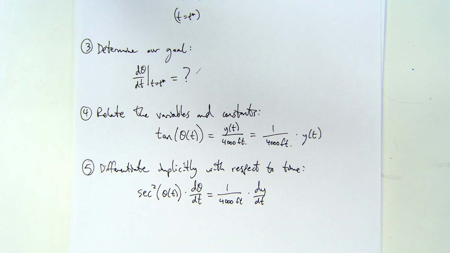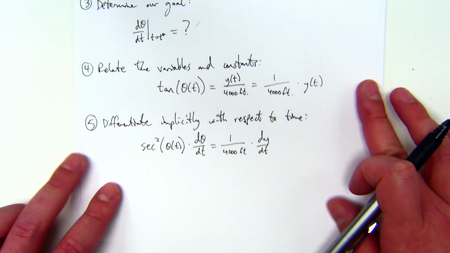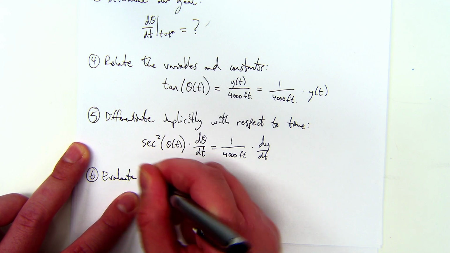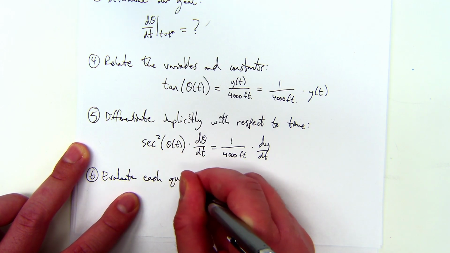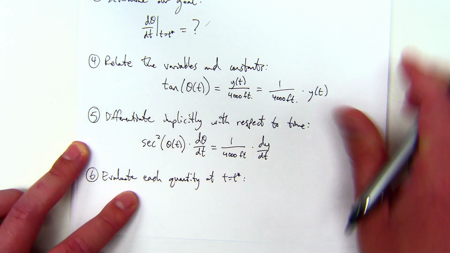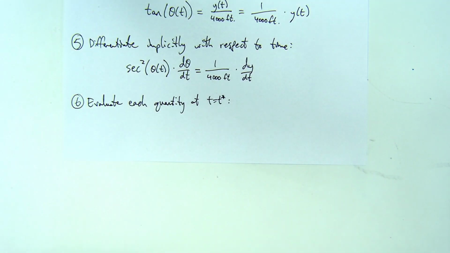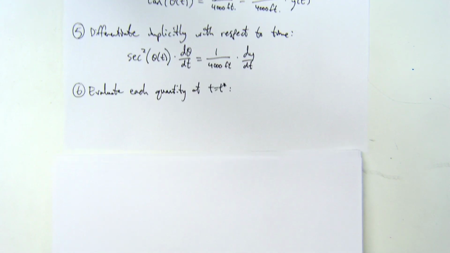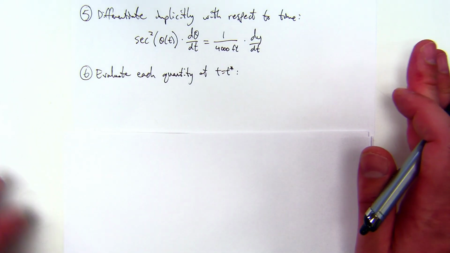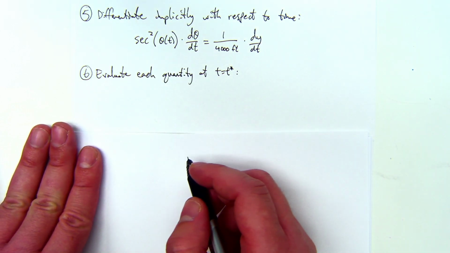So we've differentiated with respect to time, and now at the very end, always at the very end, we need to evaluate each quantity at t equals t star. So we need to consider every quantity changing over time. Theta and y and s are all changing with respect to time. Right. So what do we have here? We get, all right, we don't necessarily know. Let's remind ourselves of what our picture is here.